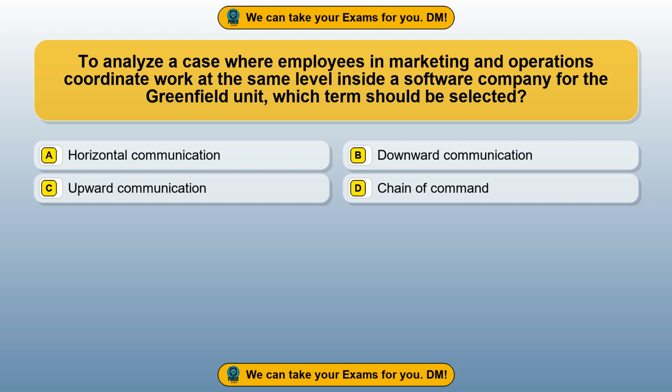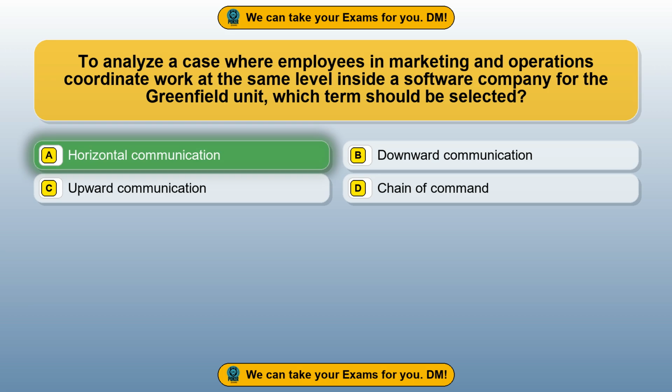Option A, horizontal communication. Option B, downward communication. Option C, upward communication. Option D, chain of command. The correct answer is option A, horizontal communication.